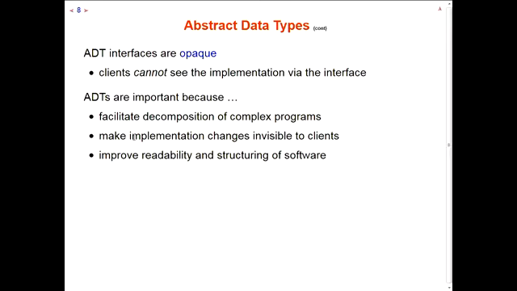It also allows you to make implementation changes invisible to clients. If you have really separated your problem into individual implemented abstract data types and you feel the need to change the implementation of one of these data types, if you don't have to change the function signature, then you don't have to change anything else in your program. You really only work on the implementation of that one particular ADT, and everything else can stay the same. And that does improve not only readability of software, but also, most importantly, it allows you to structure your software into these individual components.